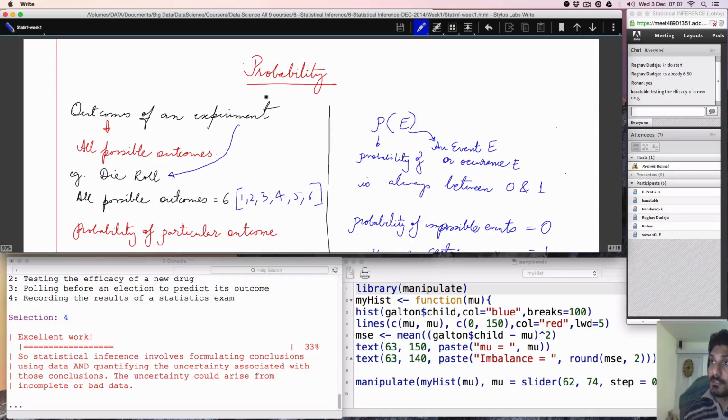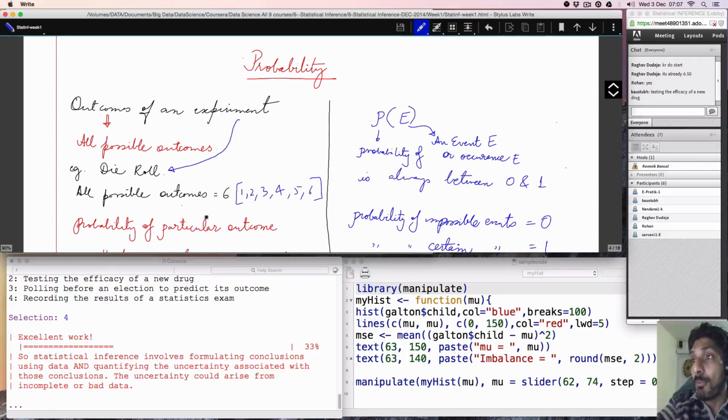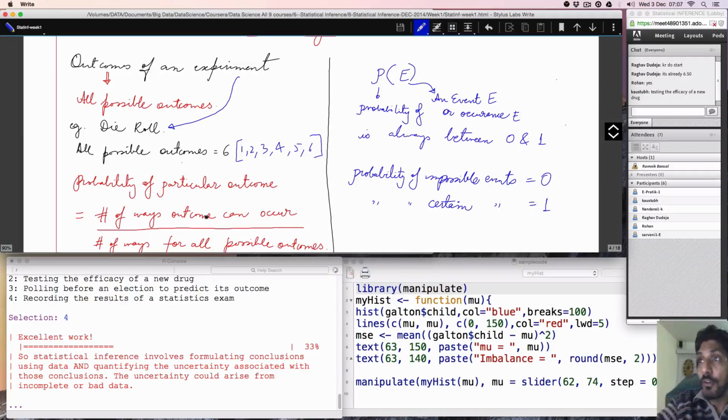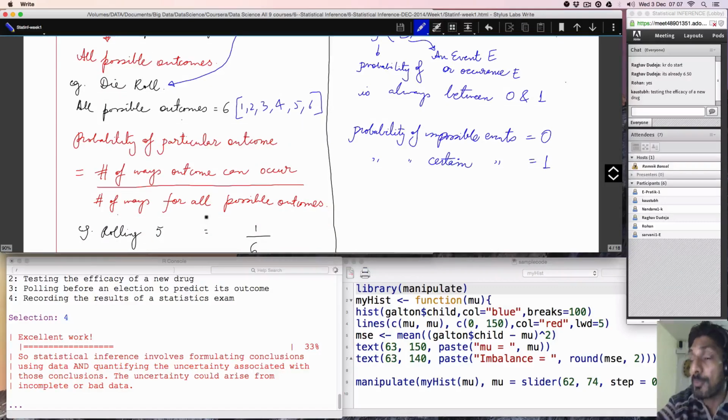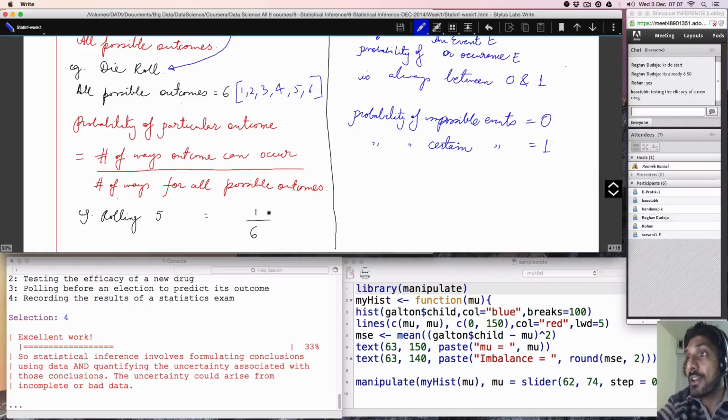So what is probability? We say the outcomes of an experiment are there, and all the outcomes, right? For example, a die roll. We have all the possible outcomes. There are 6 outcomes, 1, 2, 3, 4, 5, 6. The probability of a particular outcome out of all these possible outcomes, how do you measure that? You say it is equal to the number of ways the outcome can occur divided by the number of ways for all the possible outcomes. For example, rolling 5, you can get it one way, out of 6 ways. Is this clear?